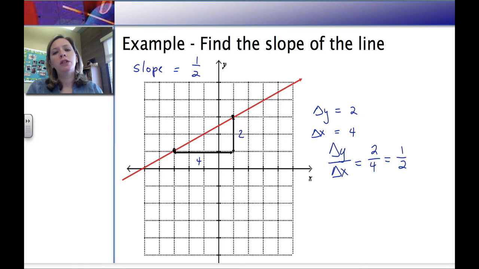So slopes that are less than 1 are generally relatively flat. They're not super flat, they're not exactly flat, they're just not that steep. And slopes that are greater than 1 generally tend to be a little bit steeper. The higher the value, the steeper the line. The lower the value, the flatter the line.